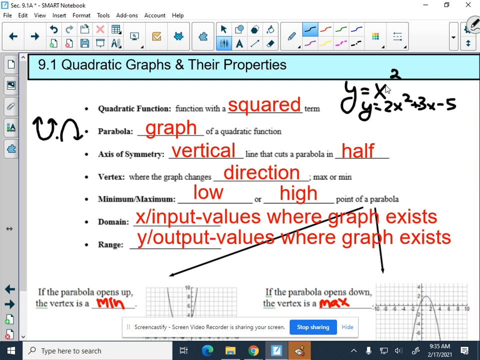Okay, they also have what's called an axis of symmetry. The axis of symmetry is a middle line that splits the graph in half. So they both have an axis of symmetry. And if you were to fold that black parabola over, it would match up on either side. Okay, it's got symmetry. The two sides are the same.